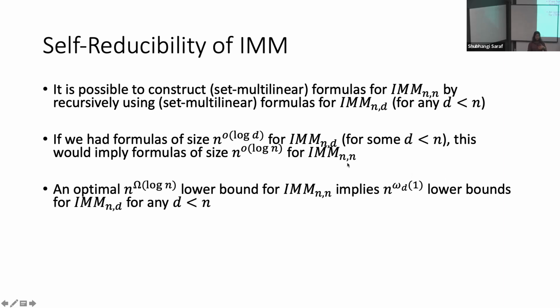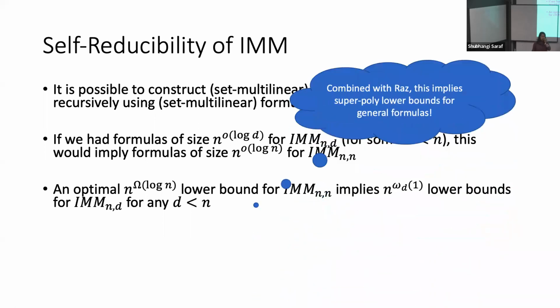IMM n comma n. In particular, if you could prove optimal lower bounds for IMM n comma n, so n to the log n for unbounded depth or n to the d to the 1 over delta for depth delta, this would imply optimal lower bounds for IMM n comma d for any d less than n. And hence, if you can prove optimal lower bounds for IMM even for large n, that gives you optimal lower bounds for IMM even for small degree, for d much smaller than n, d being like log n or log n over log log n or whatever. And then you can plug it into the LST results or the RAS results or whatever, and you can then prove lower bounds for general formulas using that.